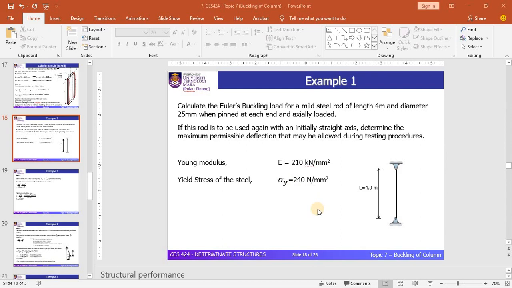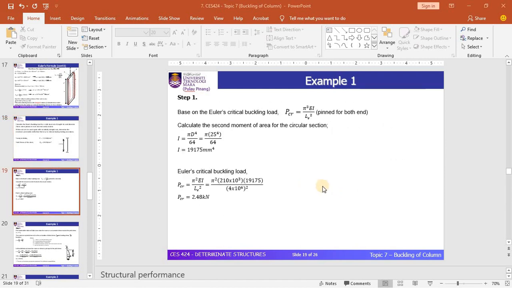In this example, we will deal with a column with a pin-ended support. Based on this example, we need to calculate the Euler's buckling load given that the length of the column is equal to 4 meters and the diameter is 25 mm, meaning that this is a circular section column. Given that the Young's modulus is equal to 210 kilonewton per millimeter square and the yield stress of the steel is equal to 240 newton per millimeter square. Let's look at the solutions.